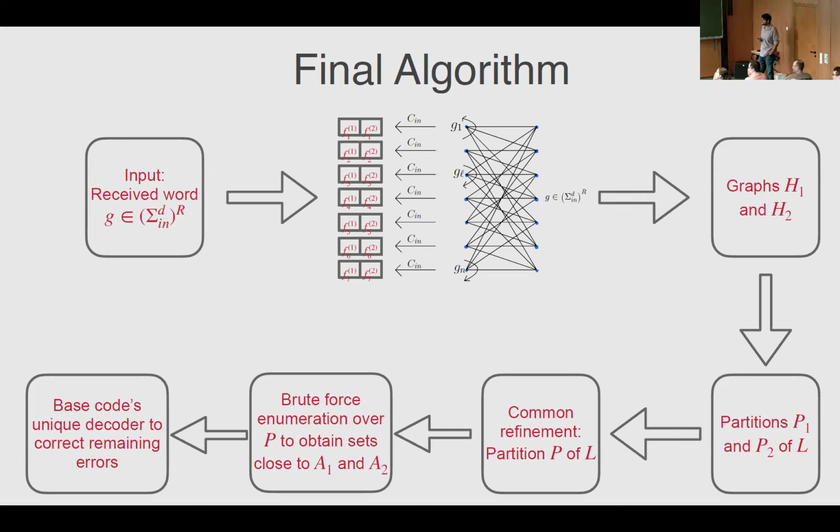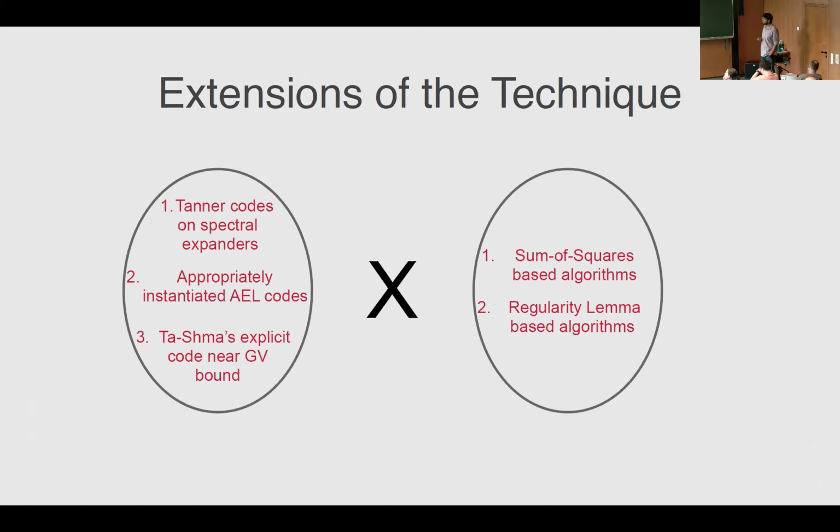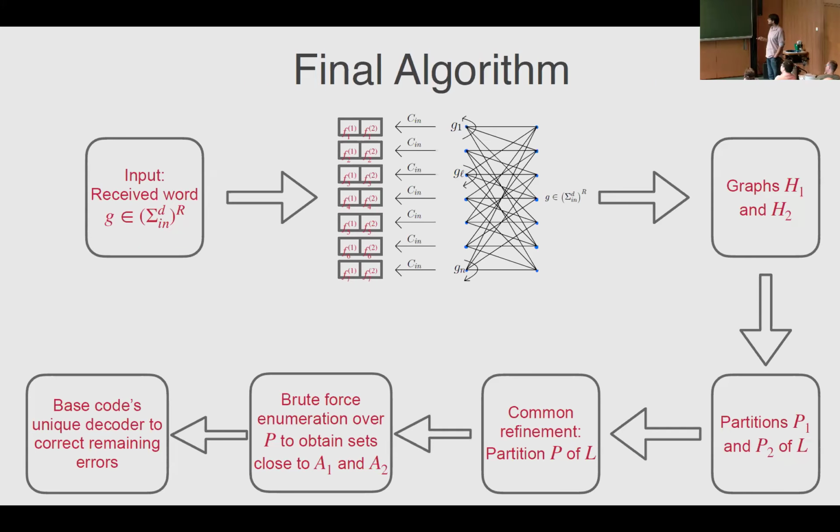So the only list decoding step is this brute force enumeration. And that is what corresponds to the list size. The list size is just going to be 2 to the size of this partition. And all the arrows except for the down arrow is linear time. So only the part where you find this partition, the down arrow. Everything else is linear time.